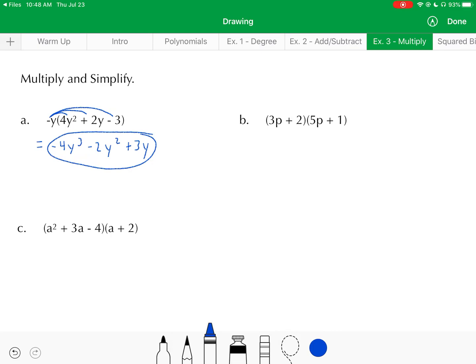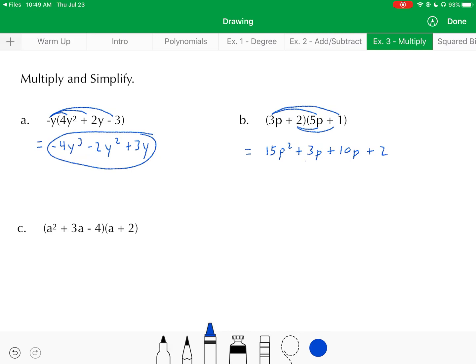Part B, this should be nothing new to you. It's just a binomial times a binomial. You're going to use the distributive property here as well. We're going to take 3p, multiply it by 5p to give us 15p squared. Then 3p to 1, that'll give us 3p. Then we'll also distribute 2 to 5p, that'll give us 10p. And then 2 to 1, that'll give us 2.